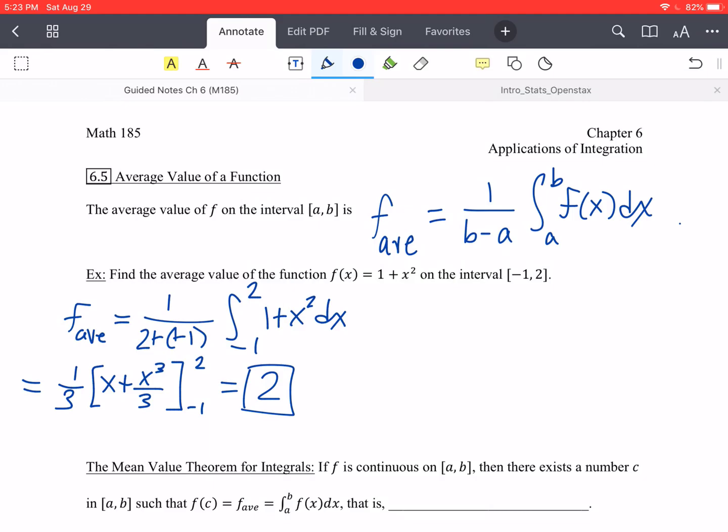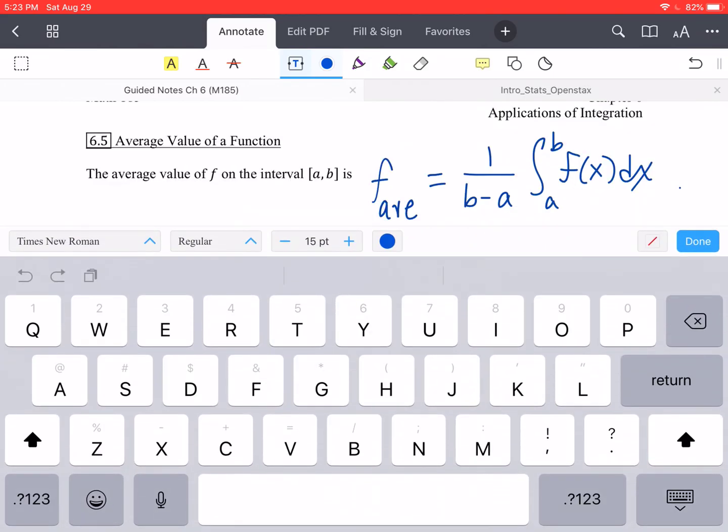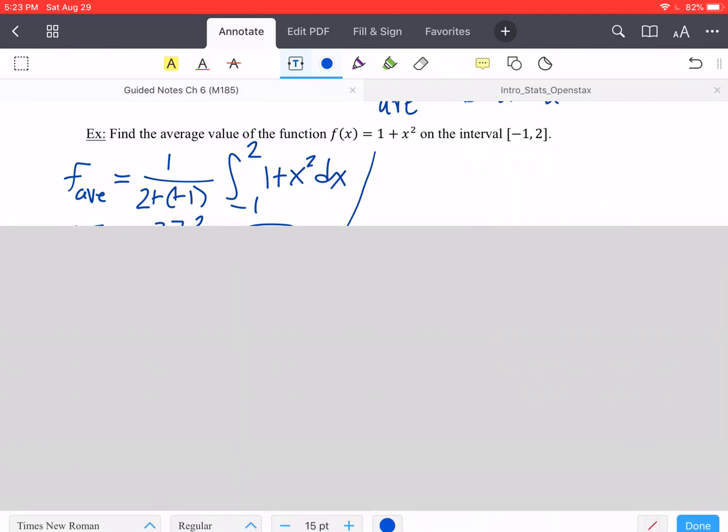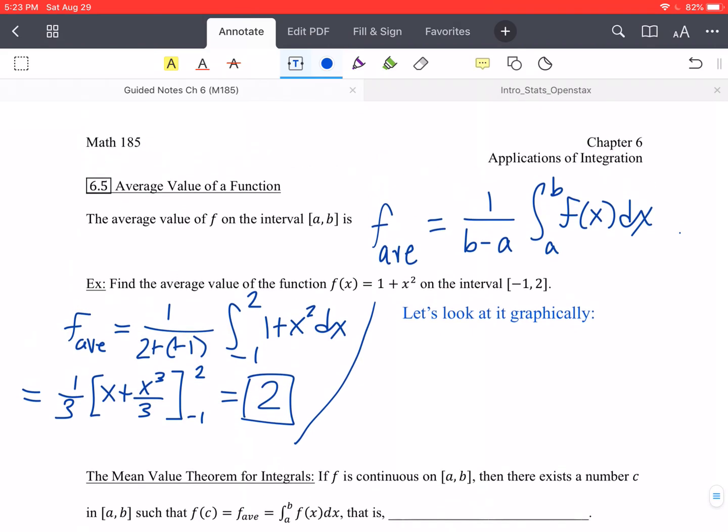So the average value of this function, 1 plus x squared, on the interval from -1 to 2 is 2. I want to look at this graphically, so let me separate that off here as a side note. Let's look at it graphically and see what's actually happening here.